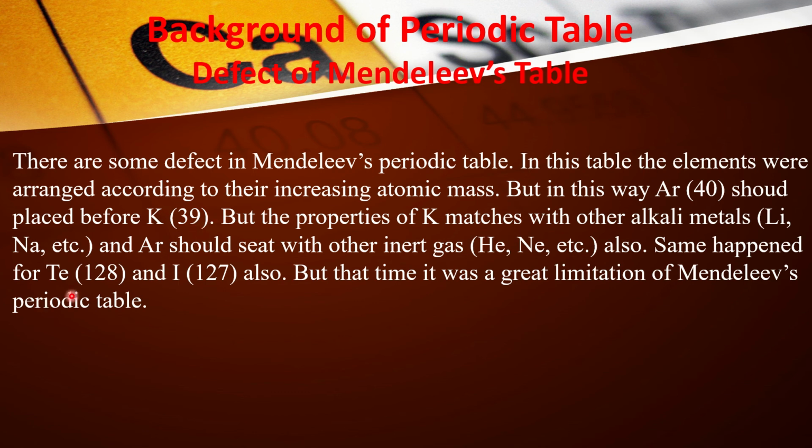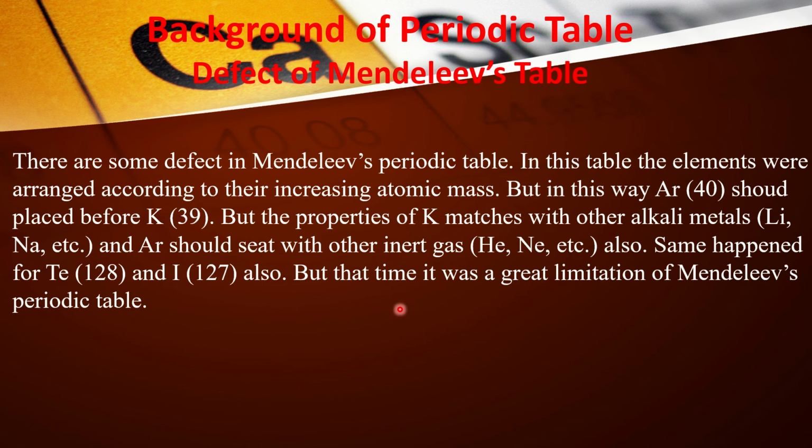The same happened for tellurium and iodine. Here also the atomic mass of tellurium is 128 and iodine is 127. So if iodine were seated before tellurium, then iodine would go to other elements and tellurium would come with other halogens, chlorine, fluorine, bromine. But the properties of tellurium are not similar to other halogens. So these were the limitations of Mendeleev's periodic table at that time.